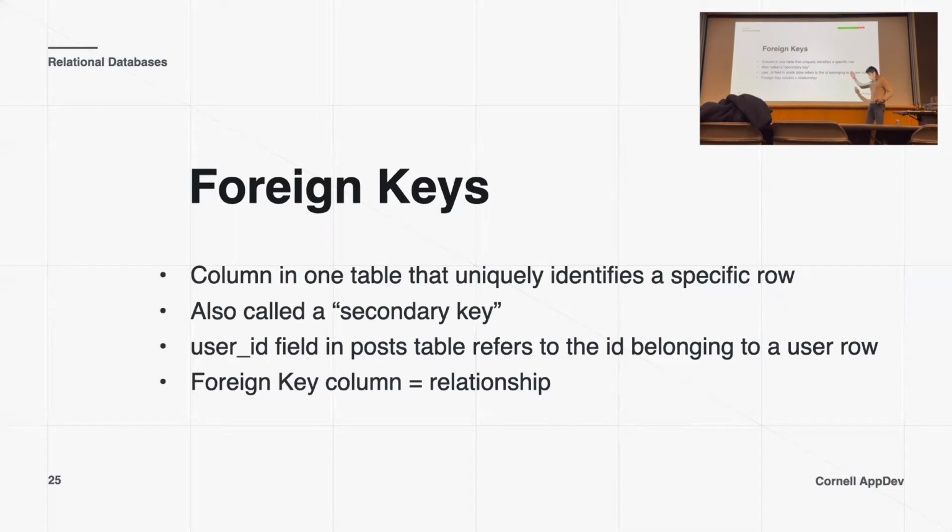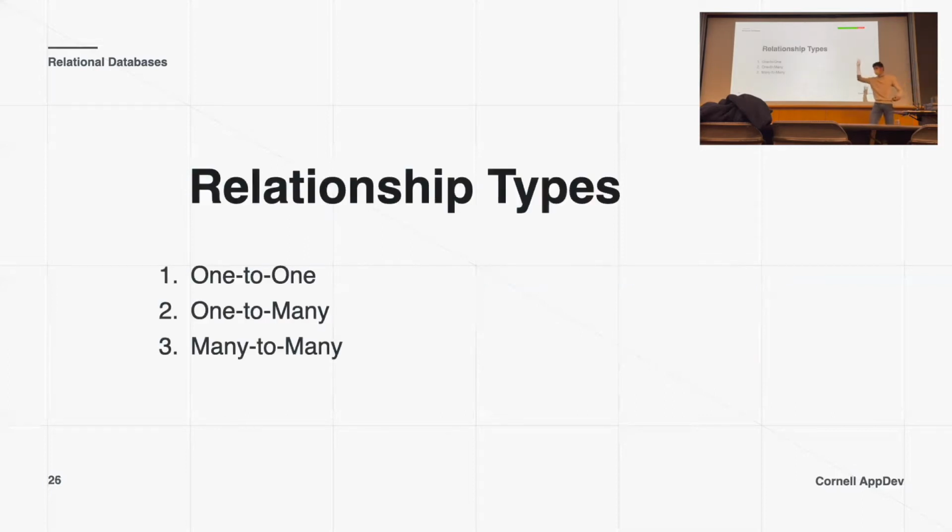So again, the user ID field in the post table is associated to the ID column in the users table. Foreign key columns handle relationships. They are how we make relationships between tables in our database. There are three relationship types we're going to cover today: one-to-one, one-to-many, and many-to-many.